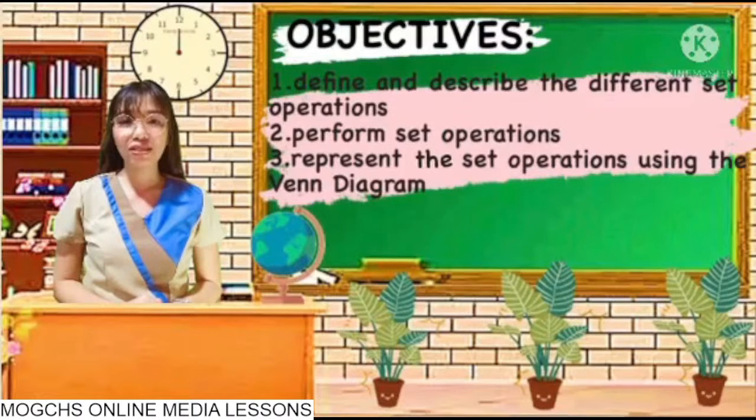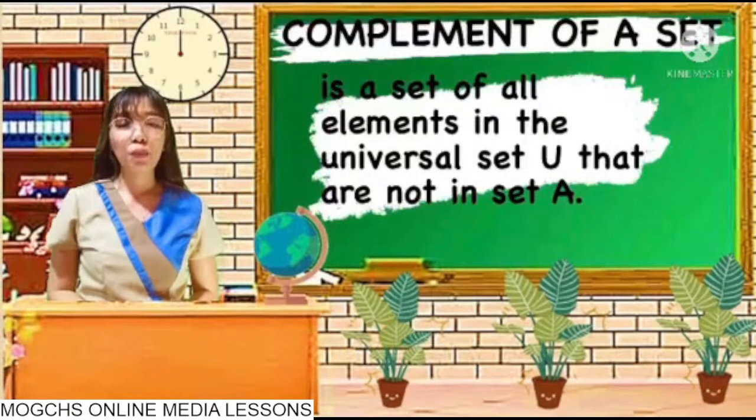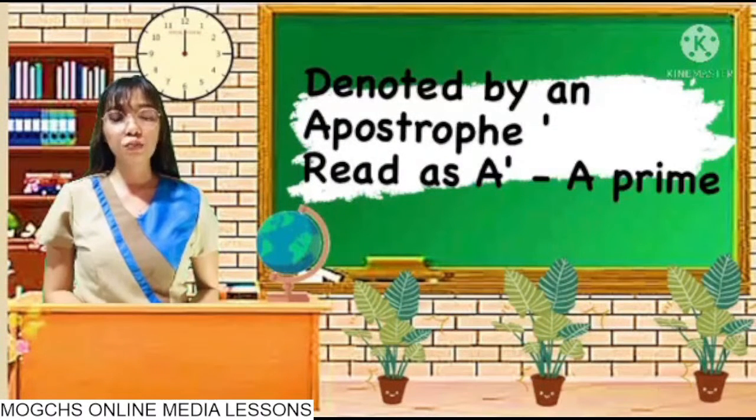In the previous lesson, we defined what are union and intersection of sets. Another related concept to set is the complement of a set. The complement of a set is the set of all elements in the universal set U that are not in set A. This is denoted by an apostrophe, read as prime. Thus, the notation used for the complement of A is A prime.